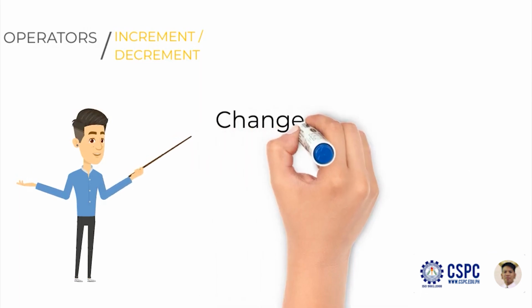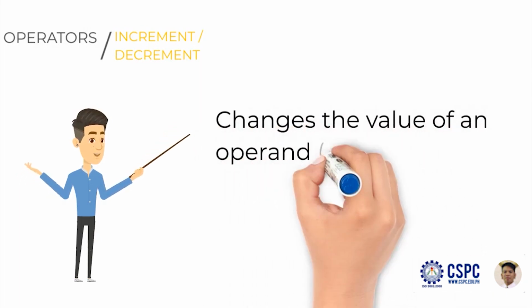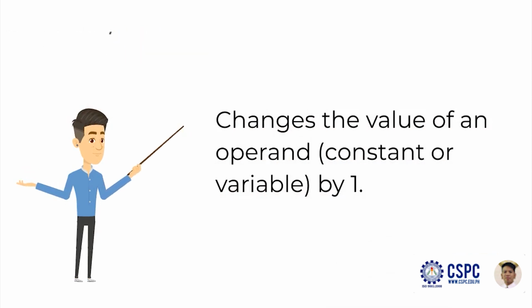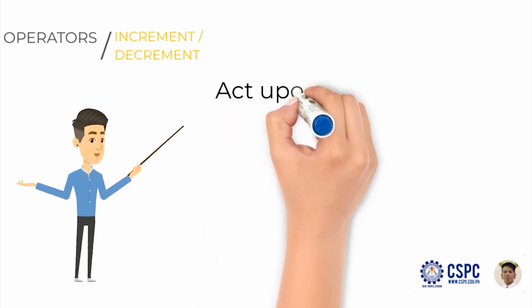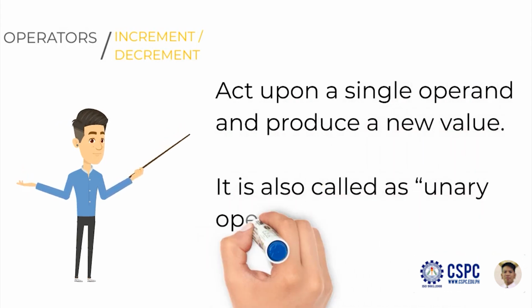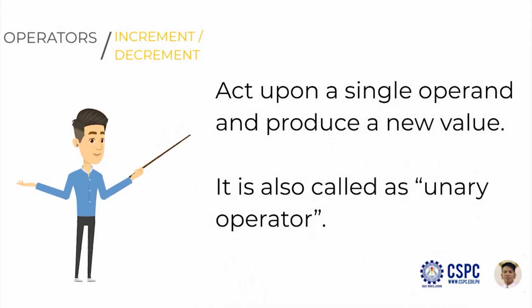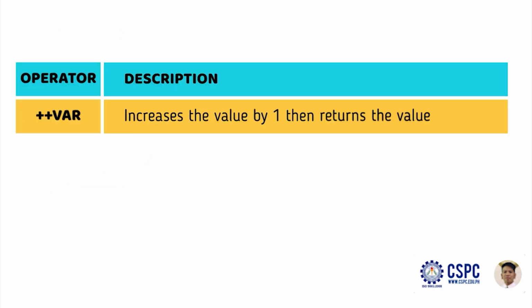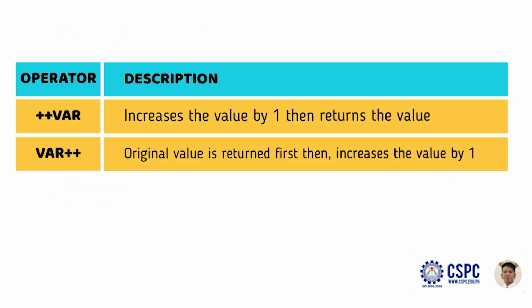Increment or decrement operator changes the value of an operand, whether it's a constant or a variable, by 1. This type of operator acts upon a single operand and produces a new value. It is also called a unary operator. Here is the list of increment and decrement operators and their use.